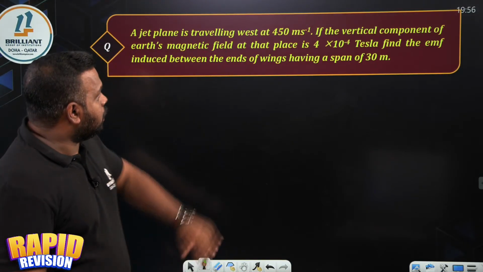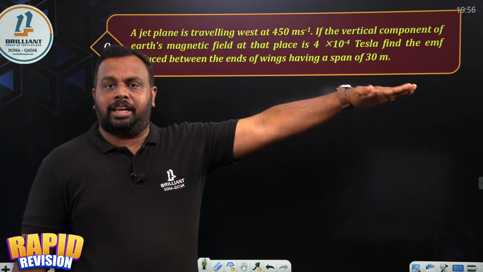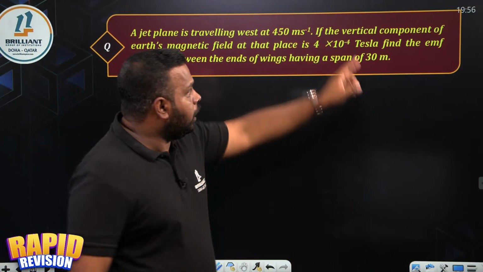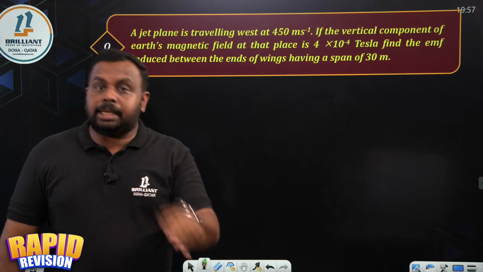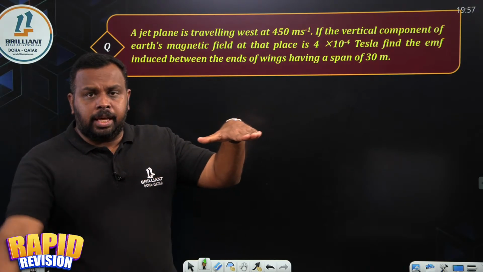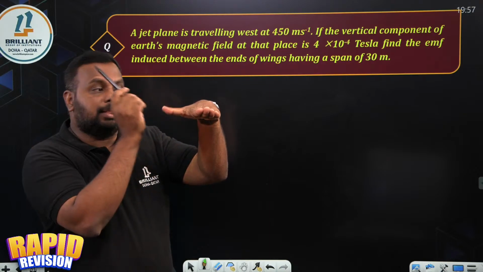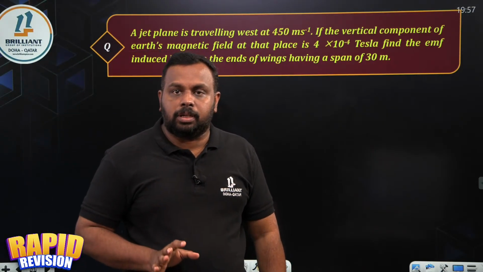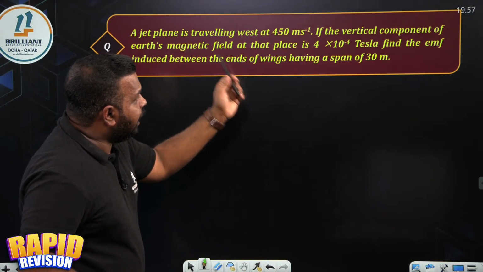It's very easy. Check. A jet plane traveling west, so it is traveling in west direction, horizontally from east to west at a speed. Speed is given. Vertical component of Earth's magnetic field. Traveling towards west means horizontally. So vertical component means the magnetic field and the velocity, what will be the angle between them? 90 degree only.